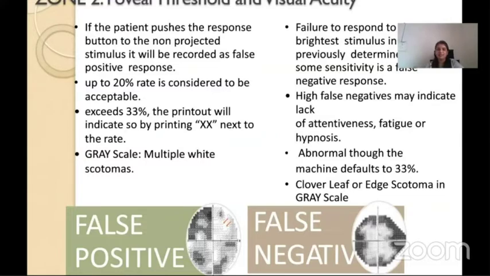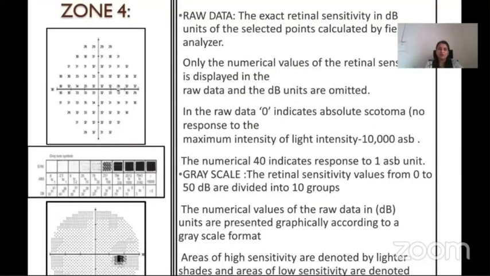In zone 3, we have raw data, wherein the exact retinal sensitivity in decibel units of selected points will be calculated by the field analyzer itself. It is basically the numerical values of retinal sensitivity, which will be displayed here in decibel units. 0 basically indicates absolute scotoma, wherein the patient doesn't respond even to the highest stimulus of about 10,000 apostilbs. And if the patient responds at 1 apostilb, then it indicates that the patient has very good sensitivity.